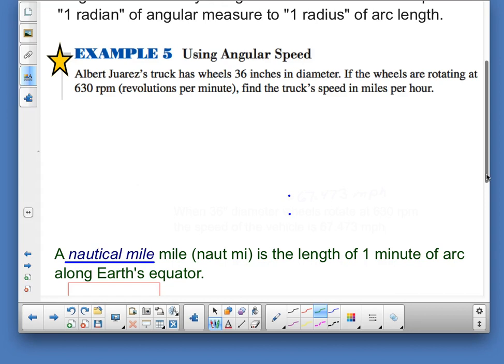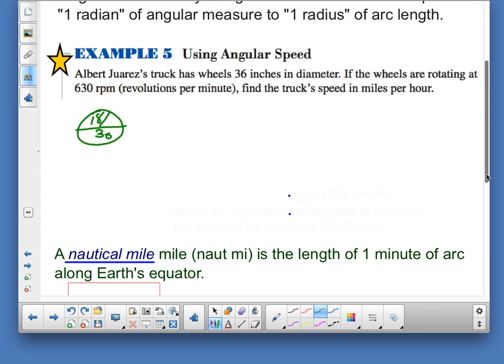Albert Juarez's, I think it's Juarez's, if someone is better, please help me with my pronunciation. Truck has wheels 36 inches in diameter. So I've got a wheel moving along that's got a diameter of 36. That means I got a radius of 18. Y'all okay with that so far? Now, if the wheel is rotating at 630 RPMs, revolutions per minute, find the truck's speed in miles per hour. Now, here's the thing.